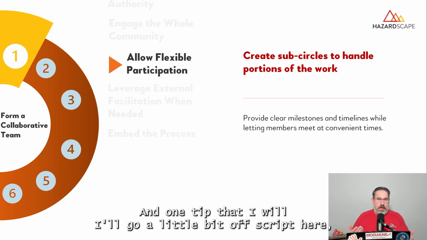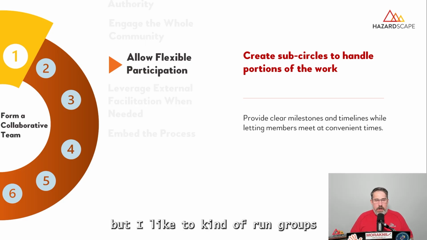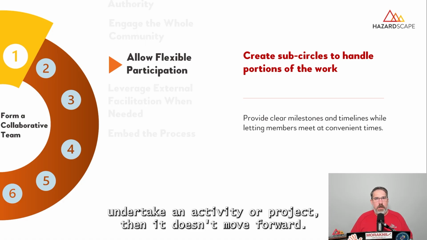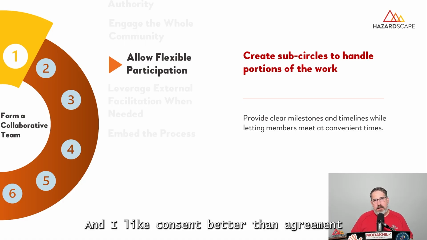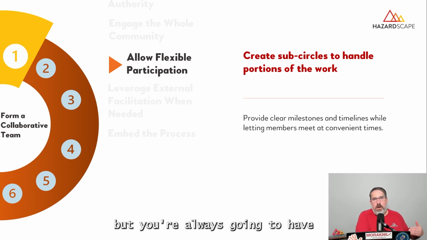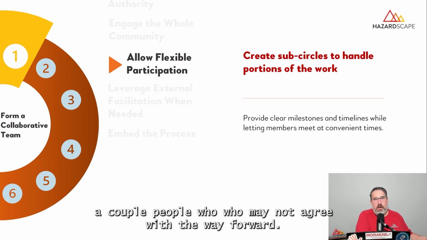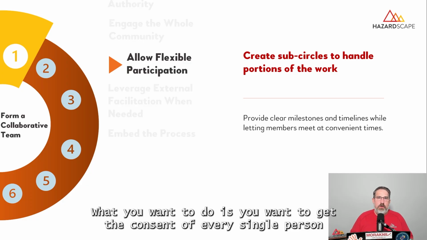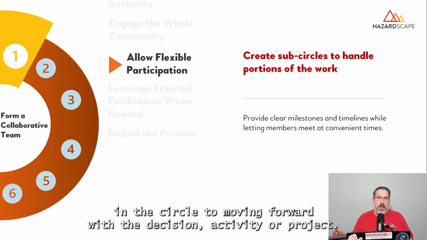And one tip, I'll go a little bit off script here, but I like to run groups where if the sub-circle or circle does not provide consent to undertake an activity or project, then it doesn't move forward. And I like consent better than agreement, because you could have 8 out of 10 agree and do a democratic vote, but you're always going to have a couple people who may not agree with the way forward. What you want to do is get the consent of every single person in the circle to moving forward with a decision, activity, or project.